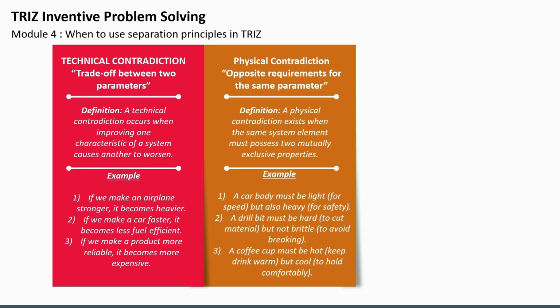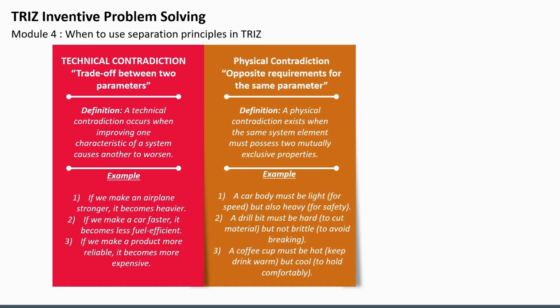Again, examples as we told: a car body must be light enough to achieve good speed. At the same time, it should be heavy enough for a safety related concern. If there is a crash or an impact, if there is a collision, it needs to be strong enough. So these are two opposite requirements, right?